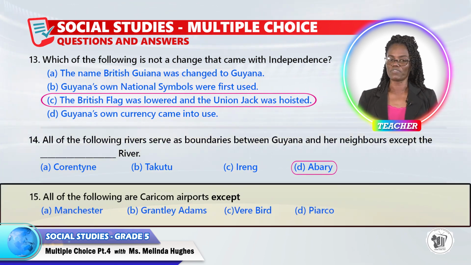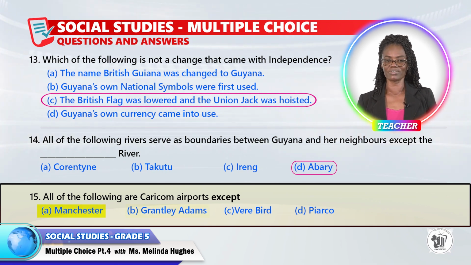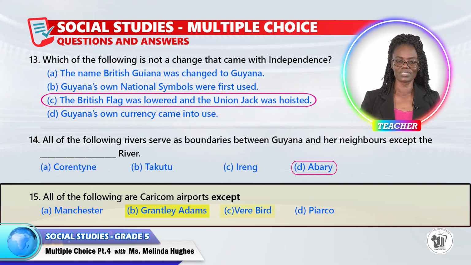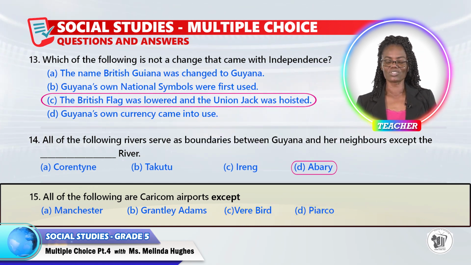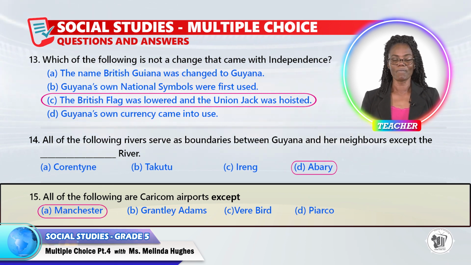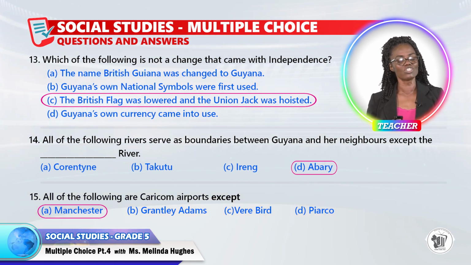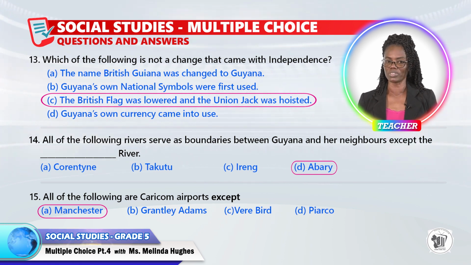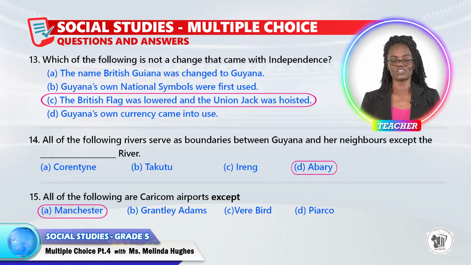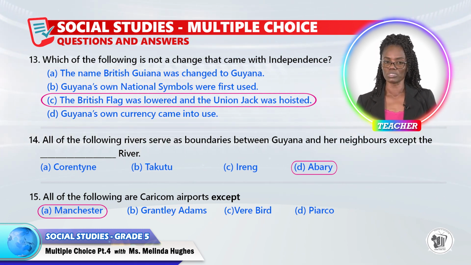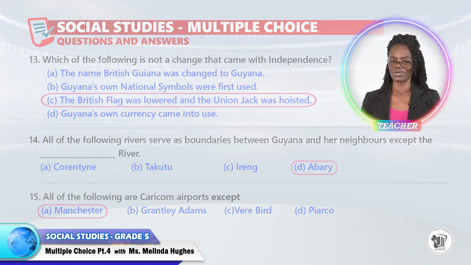Question 15. All of the following are CARICOM airports except A. Manchester, B. Grantley Adams, C. Veerbird, or D. Piarco. The answer to question 15 is A. Manchester. Manchester is not one of the airports in CARICOM. Grantley Adams is the airport in Barbados. Veerbird is the international airport in Antigua and Barbuda, and Piarco is the international airport in Trinidad. Manchester just isn't one of them.